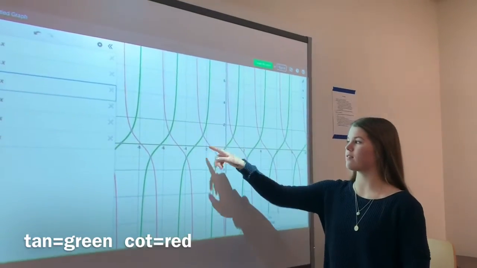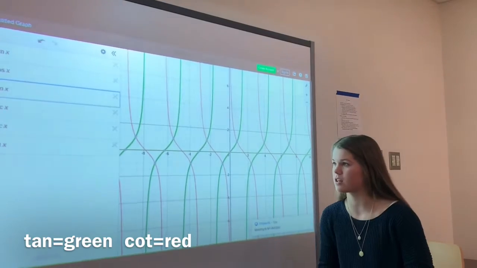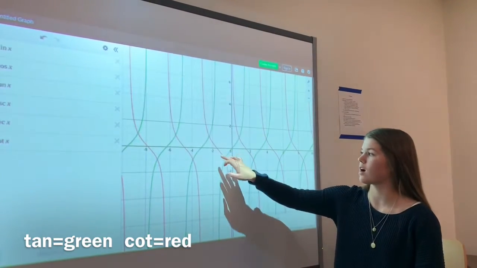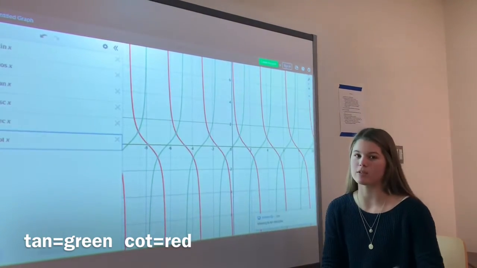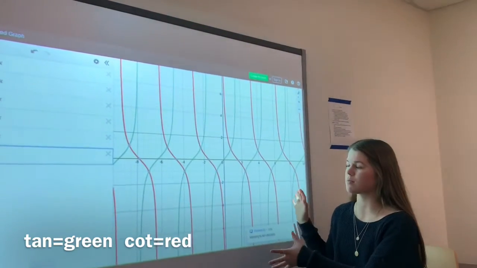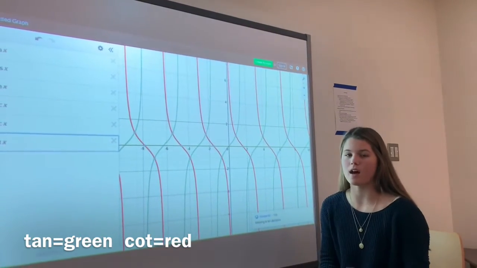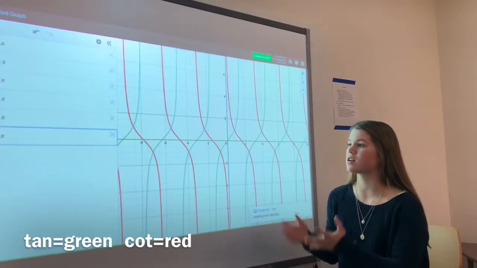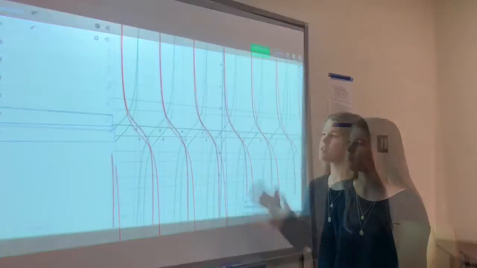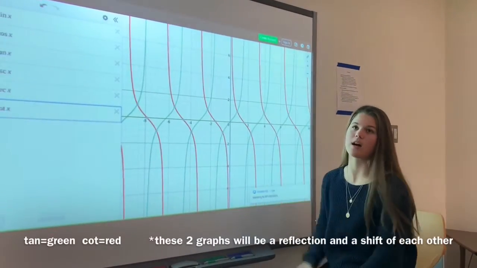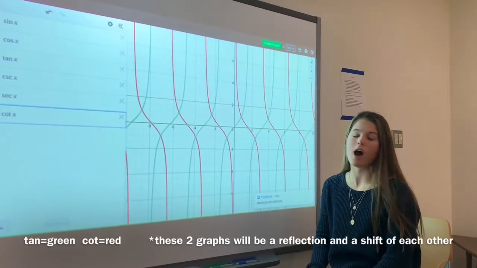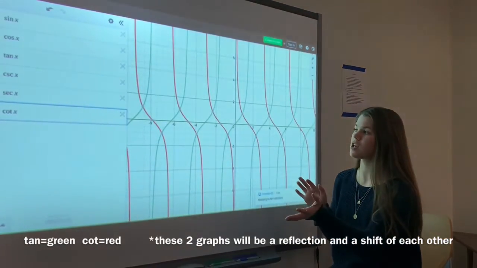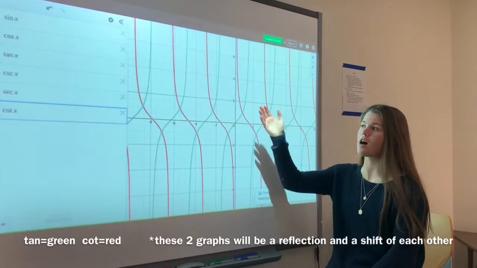Okay, so now we have the green line being the tangent function and the red line being the graph of cotangent. So these 2 reciprocals look a little bit different than the other ones we looked at, but it's important to know that they're still reciprocals. So these 2 different trig functions of each other on the graph are going to be a reflection and a shift, versus the other ones that we talked about.